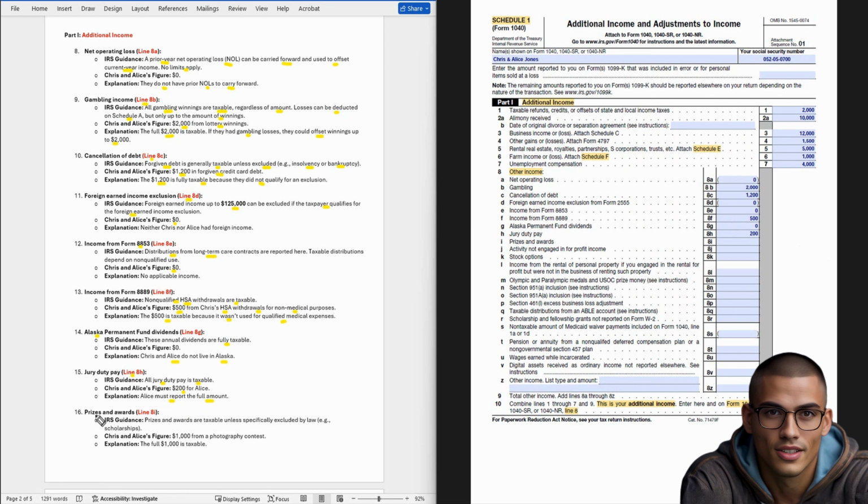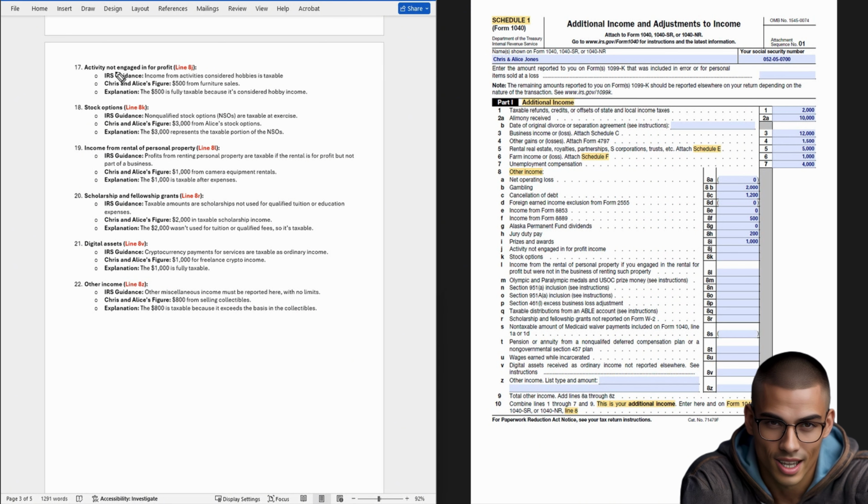Next, we have prizes and awards on line 8I, and the prizes and awards are taxable unless specifically excluded by law. So things like scholarships wouldn't be taxed. In Chris and Alice's case, they got $1,000 from a photography contest. So that full $1,000 would be taxable to Chris and Alice. So this would go on line 8I, $1,000 for their photography contest winnings.